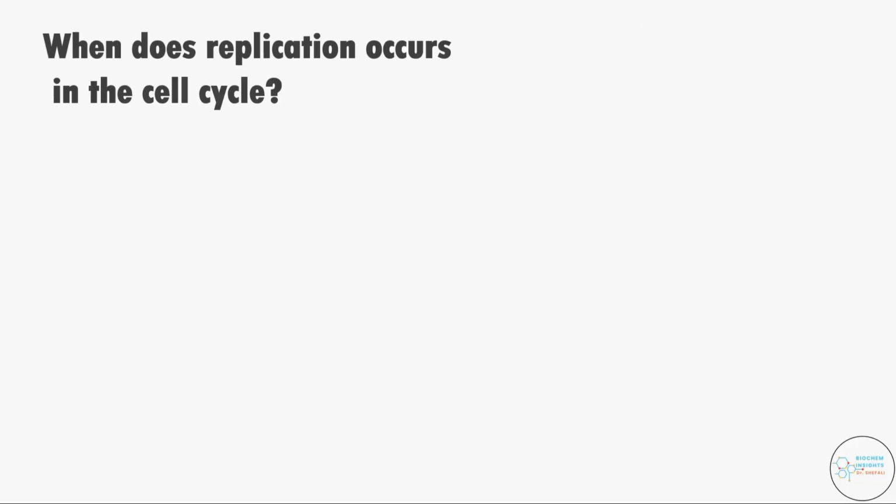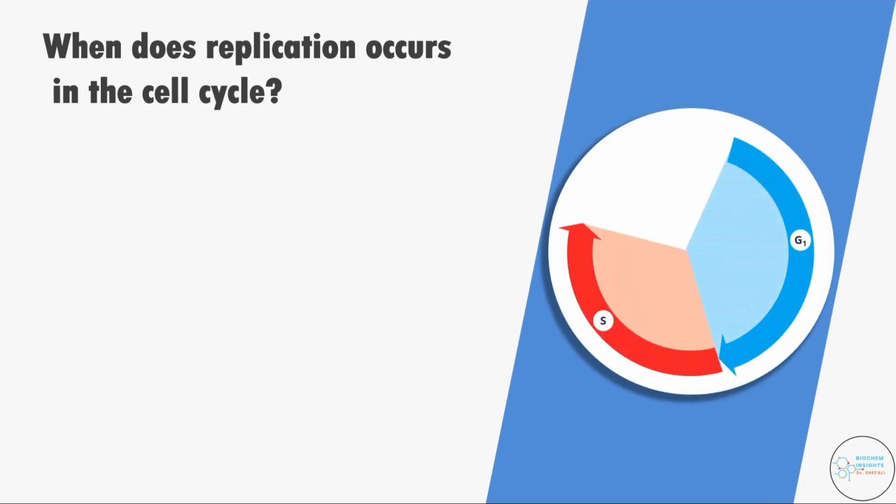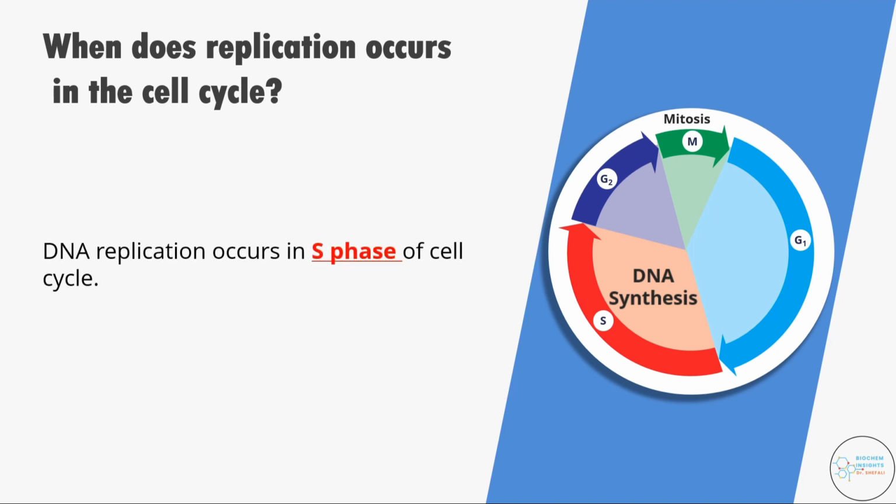This brings us to the next question, that is, in which stage of the cell cycle does DNA replication take place? So this is your cell cycle where the cell enters G1 phase, then S, G2, goes into mitosis and produces two identical daughter cells. So S phase is where DNA is copied or replicated. A good way to remember this is that S stands for synthesis, which means to make, and therefore DNA replication occurs in S phase of the cell cycle.